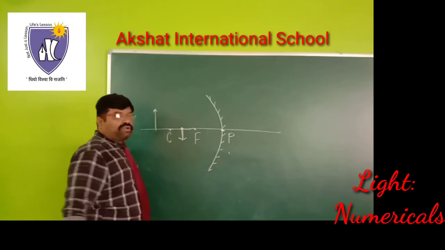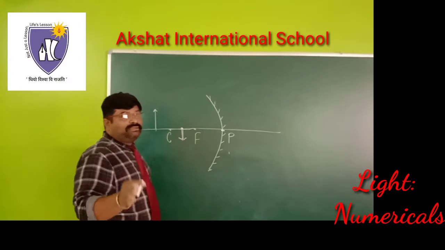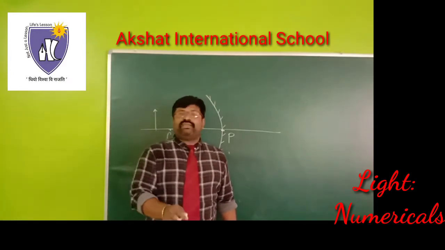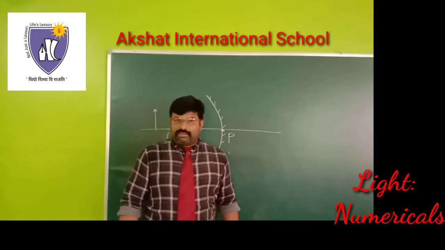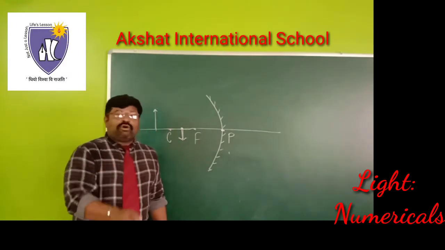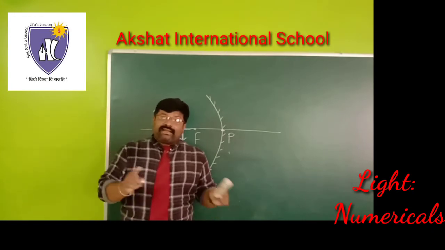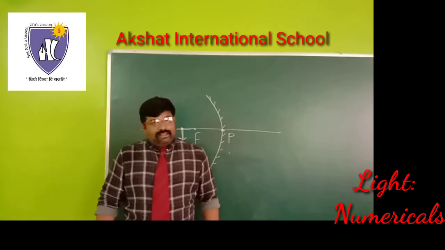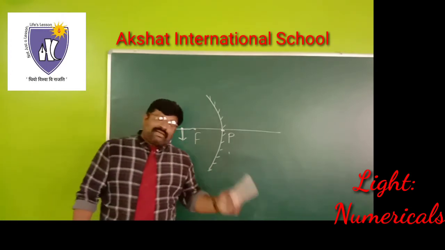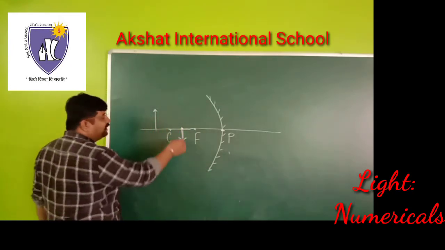Okay, now as we know, the magnification is the ratio of the height of the image with respect to the height of the object. Here we are only seeing the sign of m. If m is negative, then the image is real and inverted, and vice versa. That means if the image is real and inverted, in that case m will be negative. So let's see it here.